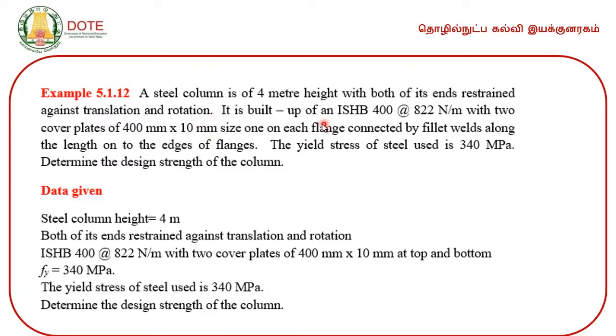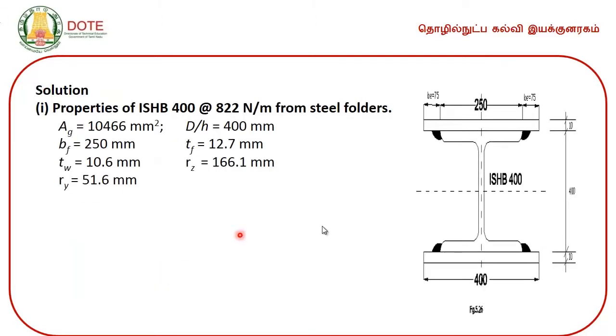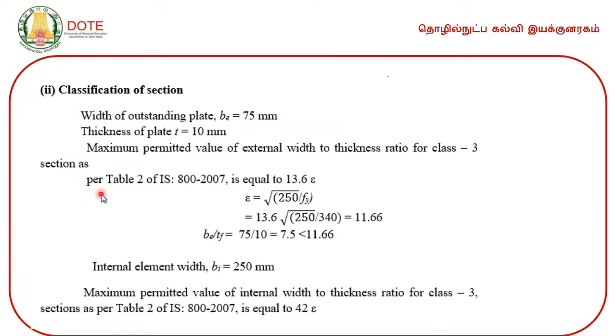The only difference is the built up section. It is made up of a built up section of ISHB, Indian Standard Heavy Beam, with two cover plates at top and bottom, and the material properties are given. Again, this is the sketch to explain what is given in the problem. This is the I section, and these are the cover plates, bottom cover plate and top cover plate, and the properties of the section are taken from the handbook. And again, the classification of section.